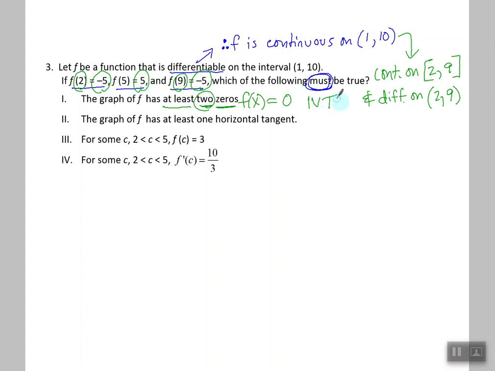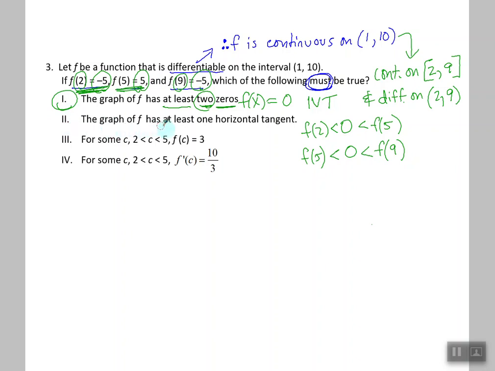So IVT tells us that if 0 is between two of these endpoints, such as f of 2 and f of 5, then we have to hit 0. Also, it's going to hit it again going from +5 back down to -5. So again, 0 is between 2 points in that interval, f of 5 and f of 9. So therefore, this one must be true. We're going to hit 0 twice in this function because of IVT. So we'll circle that one. Let's see what's next. 2.